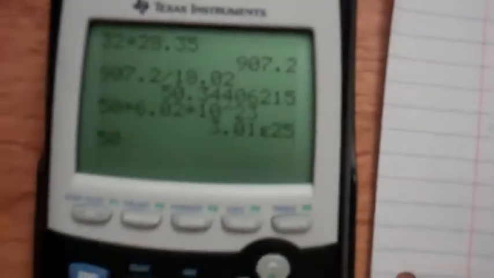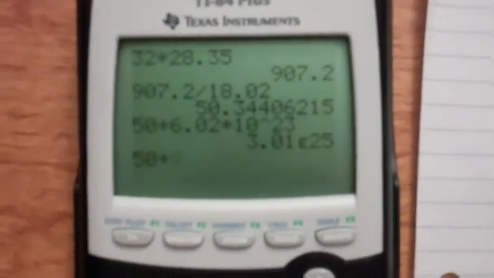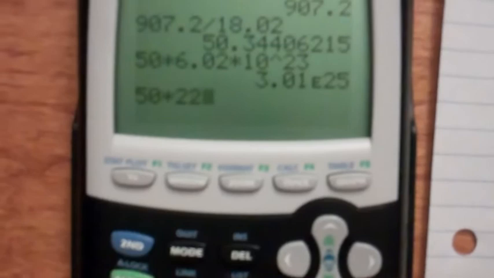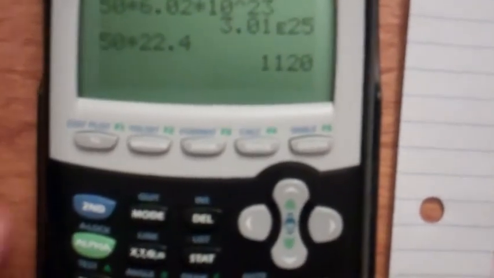The moles cross out, leaving 50 times 22.4, which equals 1,120 liters at STP. Wow, that is pretty wild.